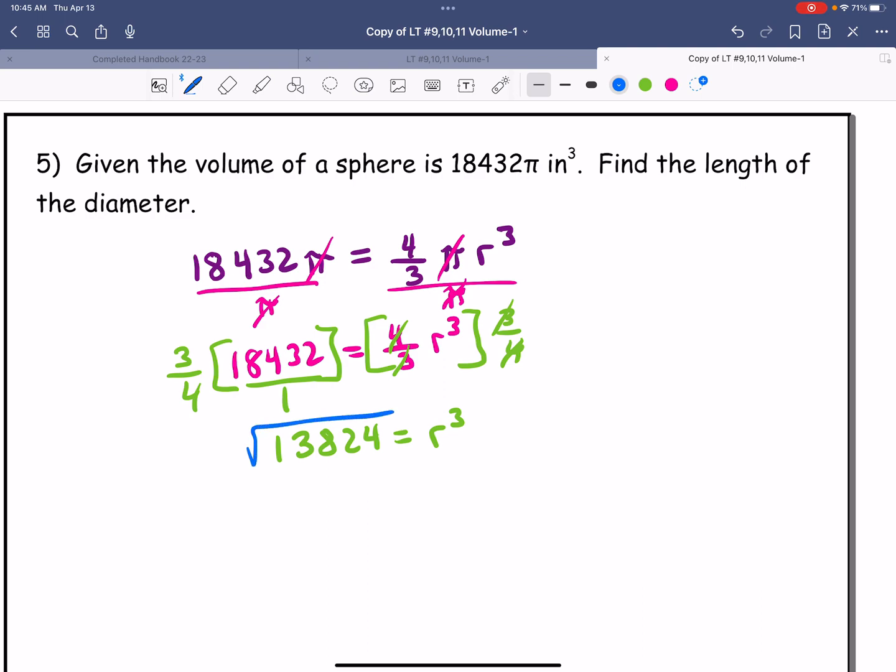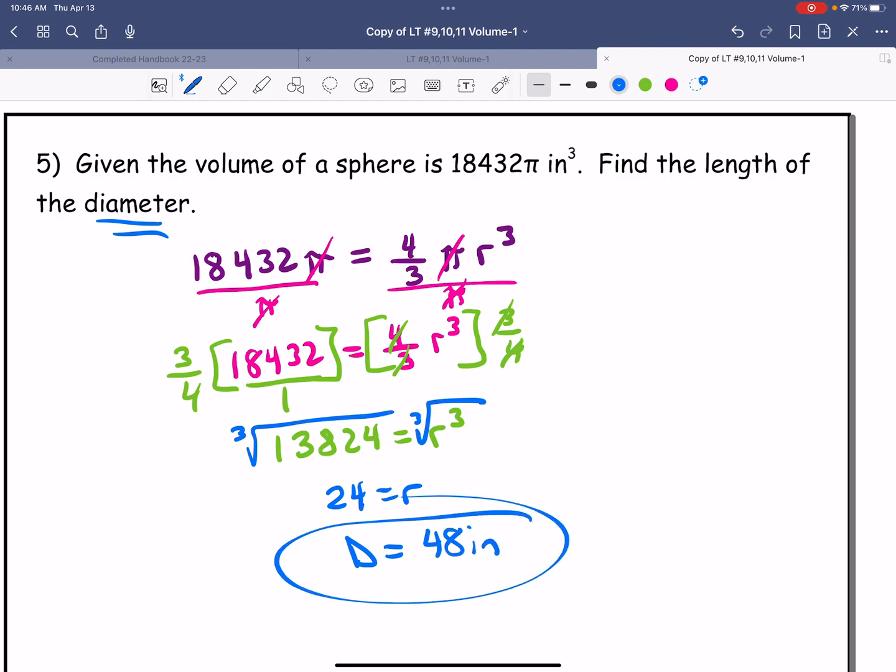To get radius, we've got to take the cube root. Now this is found on your calculator. If you go into the math button on the far left, you'll see the cube root is number 4. So math is underneath the alpha button. Press math and then number 4 and you get the cube root. And when you type that in, you get 24 equals the radius. So that's the radius. To get the diameter, we got to double that. So the diameter is going to be 24 times 2, which is 48 inches. And that's the answer to this question.